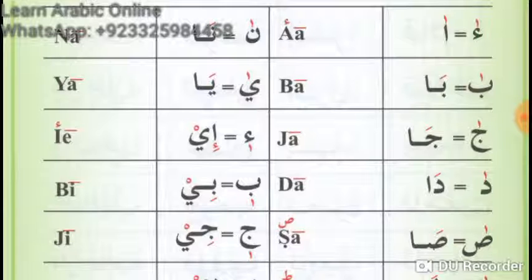Jim, erect fatha, jaa. Jim, fatha, alif sakin, jaa. Start reading all these letters. Hamza erect fatha, alif erect fatha. So hamza erect fatha equals alif erect fatha. Good.